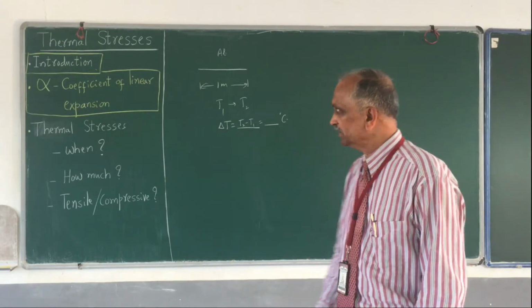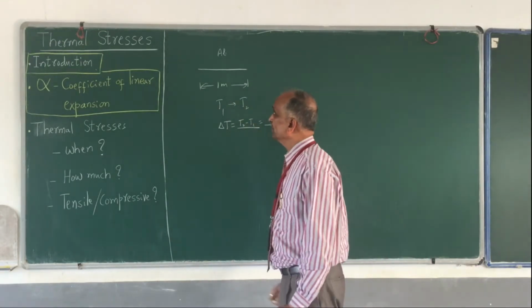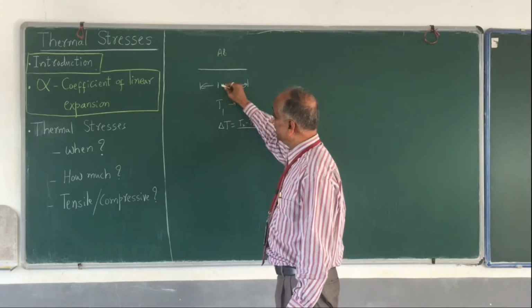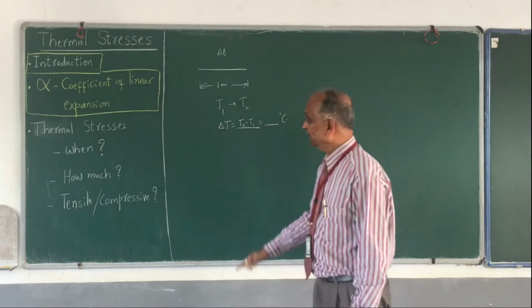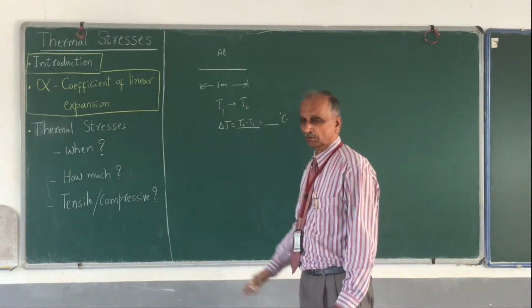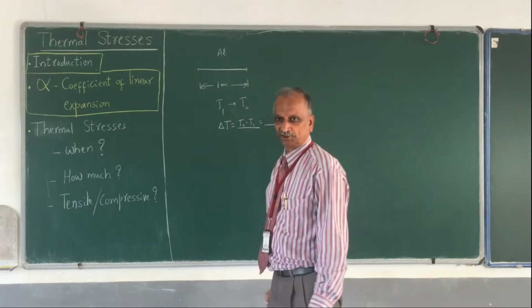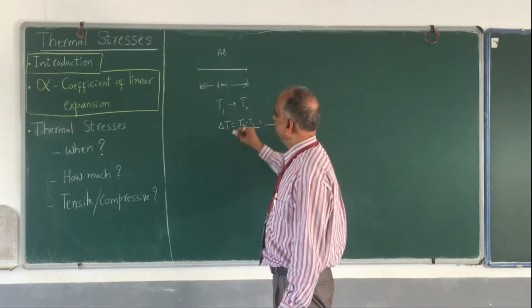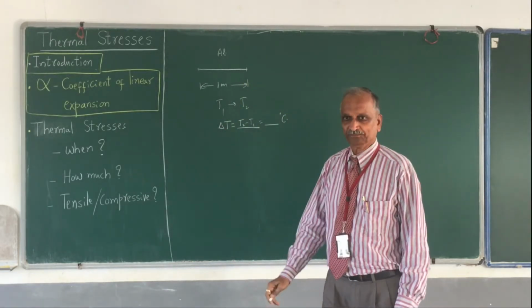This is the temperature change. When the temperature changes from T1 to T2, its length is 1 meter at the temperature T1. Please remember, when the temperature changes to T2, do you agree that its length is going to increase? Yes, its length is going to increase. It is going to be at T2 degree centigrade. It is more than 1 meter.